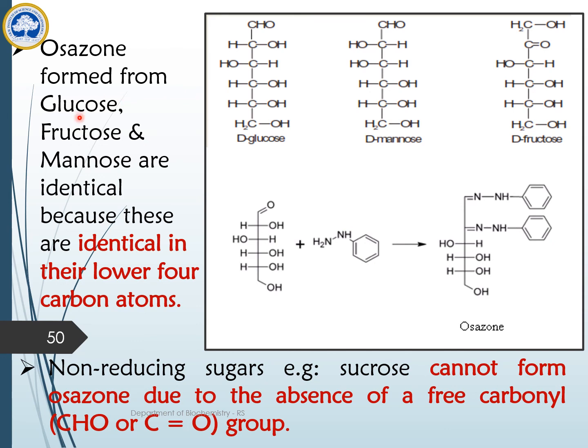So the osazones formed from glucose, fructose, mannose are identical. Because when you look into the structure of glucose, mannose, fructose, only the first two carbons differ from each other. The lower four carbons are found to be the same. As I already discussed, the phenylhydrazine occupies the first two carbons. So when the phenylhydrazine occupies the first two carbons, the structural dissimilarities between the three sugars disappear. So the lower end of all the sugars seems to be the same. So all the sugars give rise to a needle shaped structure because of the identical lower four carbon atoms.